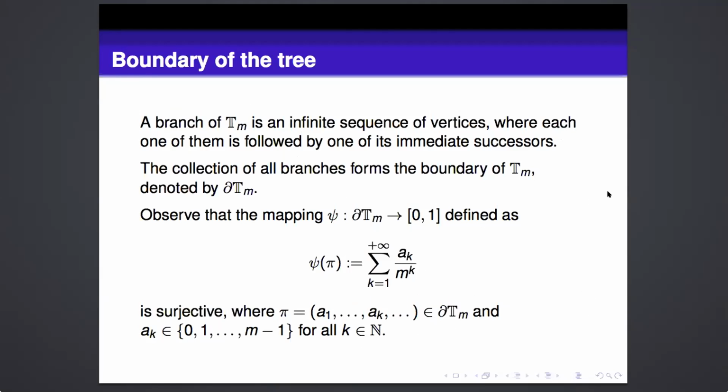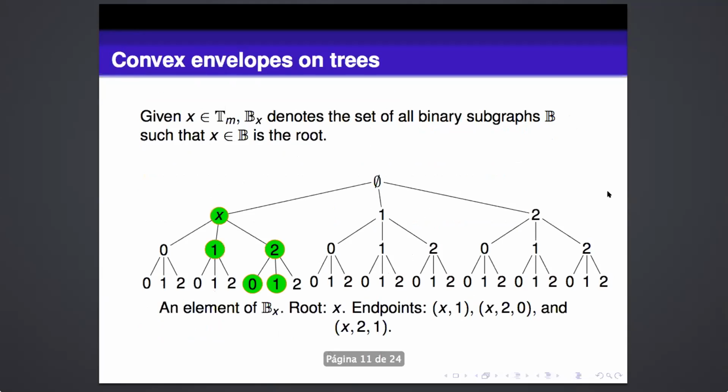Okay, if you have an ambient space and its boundary, then you want to define what is a convex function. And to define what is a convex function, I need to introduce some extra thing, that is what is a segment. Because recall that a convex function in the Euclidean space is a function whose graph is below the straight line between the endpoints of the segment, inside the segment. So I need to see what is a segment inside the tree.